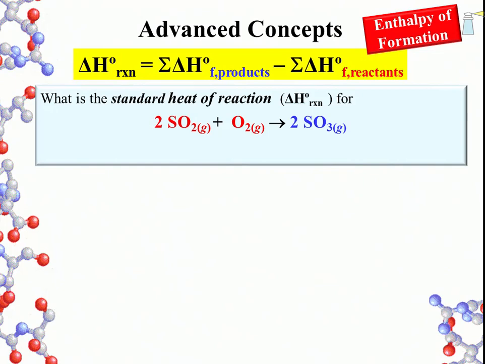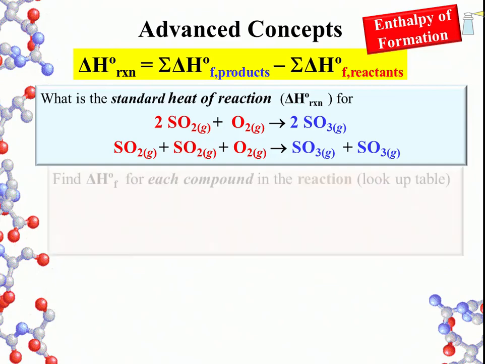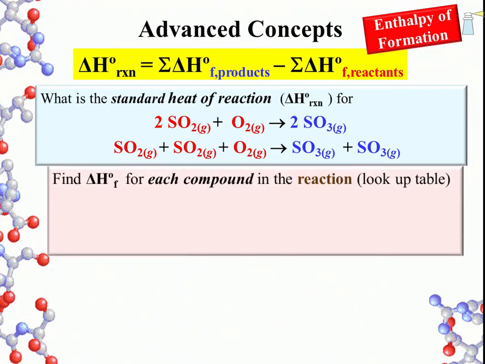It is not necessary, but to make a point, we will rewrite this reaction so that all the compounds have a coefficient of 1. That means sulfur dioxide is written twice, as is sulfur trioxide. We will use this second version of the reaction to find the standard heat of reaction, and then show how it's easier to calculate using the first reaction. To get the standard heat of reaction, find the delta H°f for each compound in the reaction. Use the lookup table, starting with sulfur dioxide.